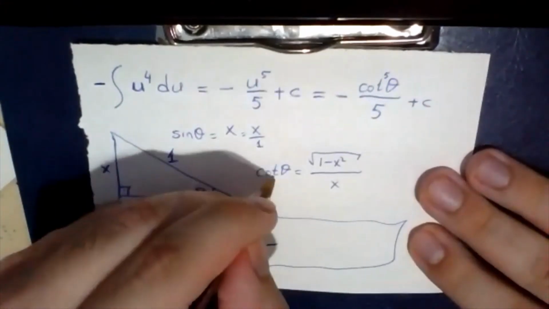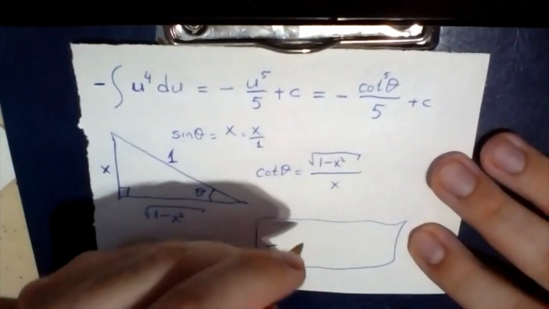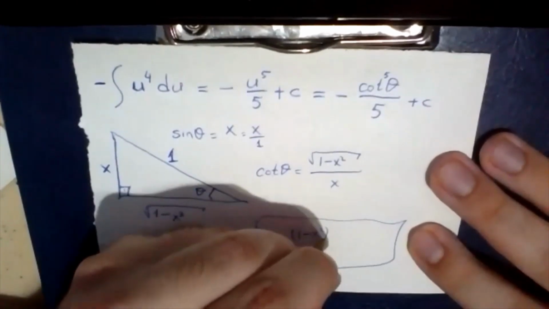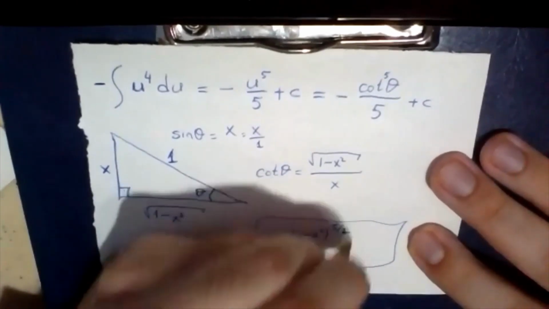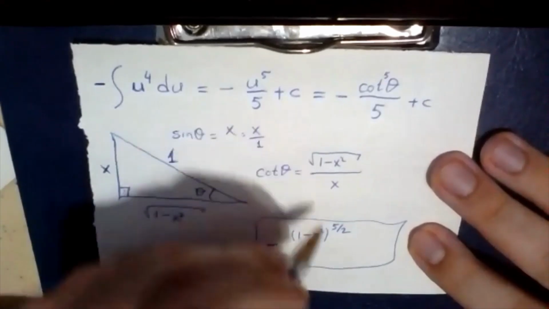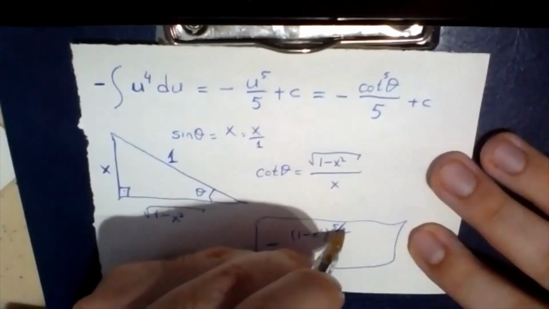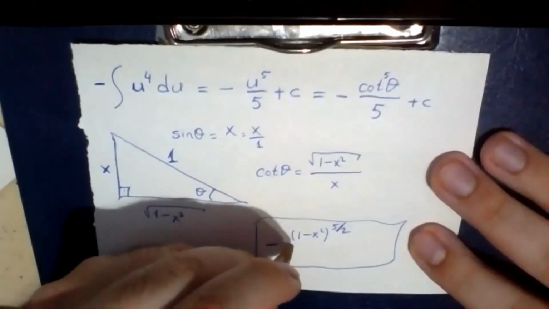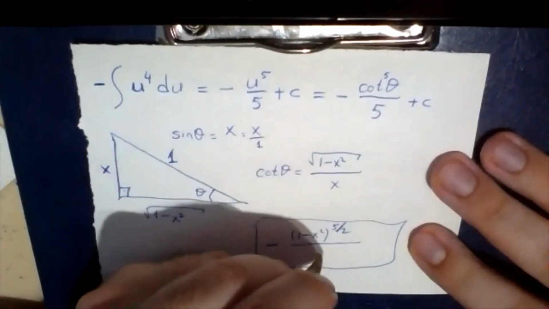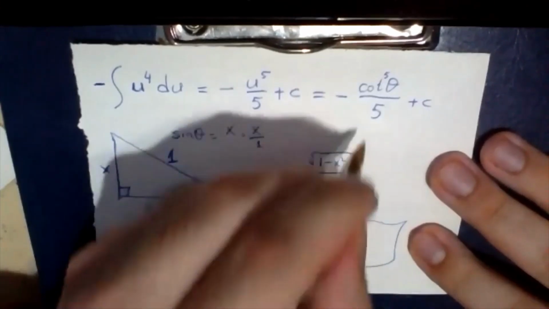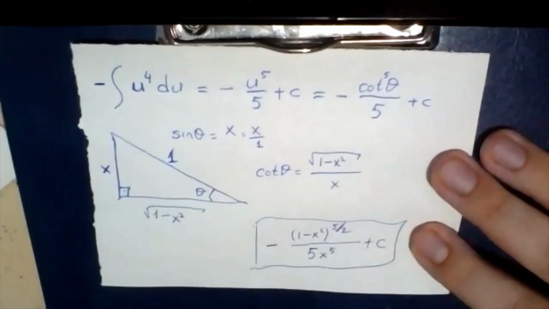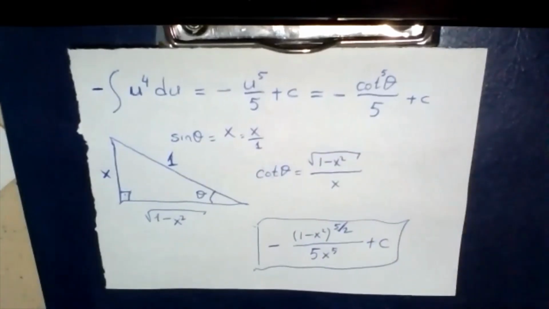Hence, the result of our integral is minus, the 5th power of cotangent theta means 1 minus x squared to the power of 5 over 2. Instead of writing square root, I prefer to divide the power by 2, over x to the 5, but also we have another 5 in the denominator, plus a constant c will be our answer.